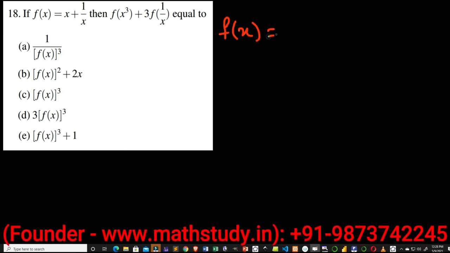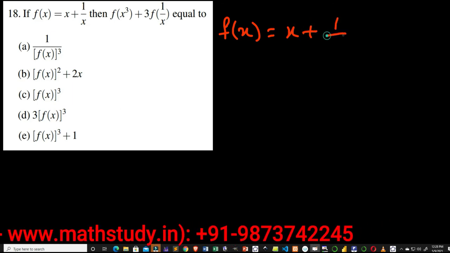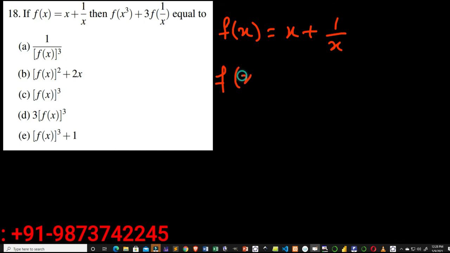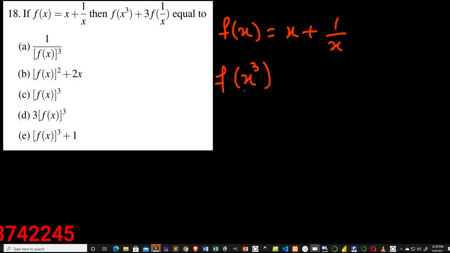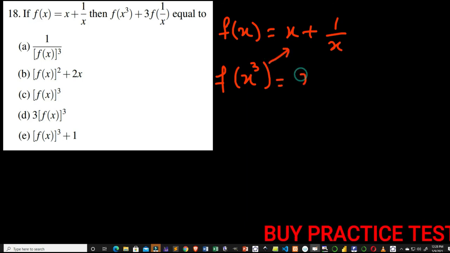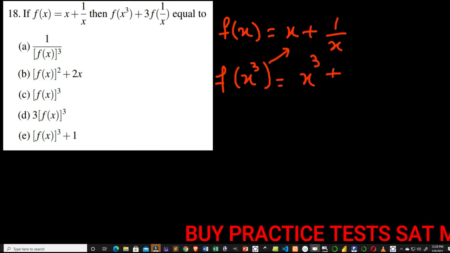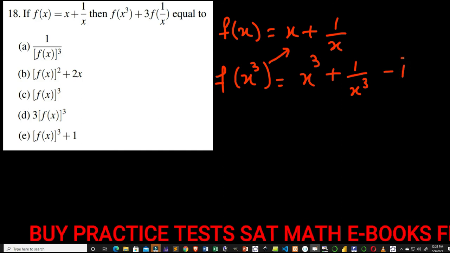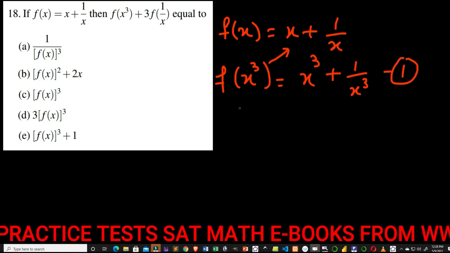So here we have f(x) equals x plus 1 by x. Let us find f of x cube first. For f of x cube, we have to input x cube in place of x here. So our expression will become x cube plus 1 by x cube. Very simple, right? We can just denote it by 1.